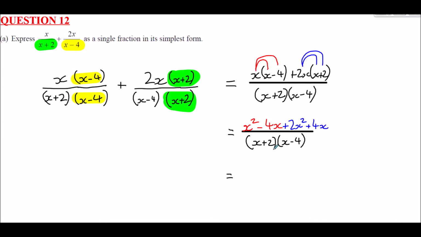Finally, see if we can simplify the top of the fraction. And of course we can. One thing we should notice is we've got a 4x here and a minus 4x there, which will cancel. So all we're going to be left with is these x squareds. So 1x squared plus another 2x squared gives us a total of 3x squared on the top. That doesn't cancel with anything on the bottom, so we just leave it as it is. So the fully simplified fraction is 3x squared all over x plus 2 brackets x minus 4. Let's have a look at part B next.